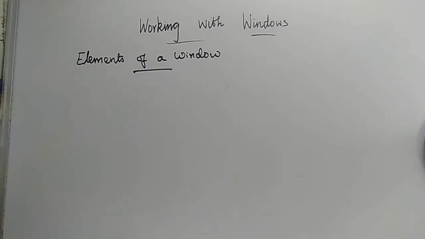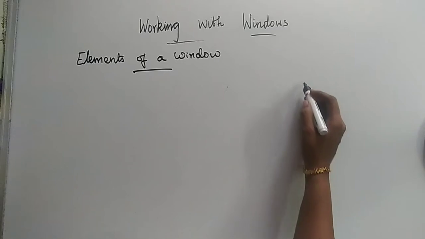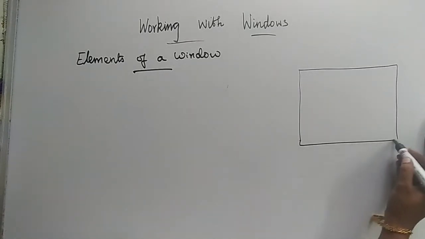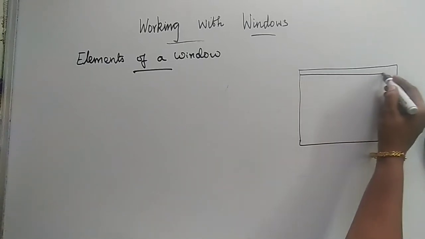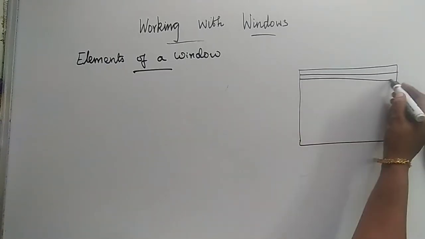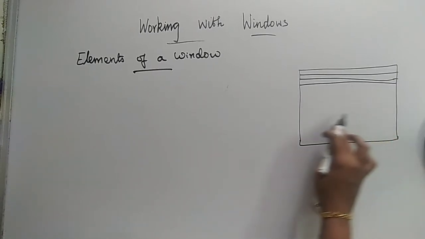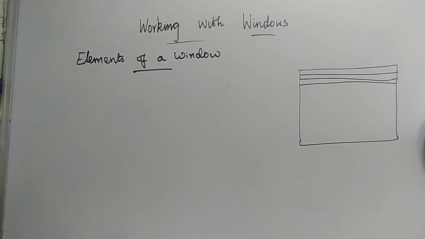Now we are going to discuss what the elements of a window are. This window is going to have a few elements and we are going to discuss them now. You already know what a window is. How will it look? It will look like this. At the beginning you will have a line, next something else, and here also something. Now we are going to discuss each and everything.